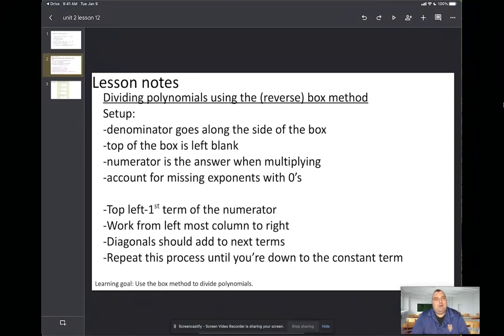Welcome back, everybody. We're up to lesson 12 now, and in this lesson, we're going to do something that you've probably never done before. We're going to learn how to divide polynomials. The way we're going to divide polynomials is with the box method, the same box method that we use to multiply polynomials, but we're going to do it in reverse, by thinking of division as reverse multiplication.